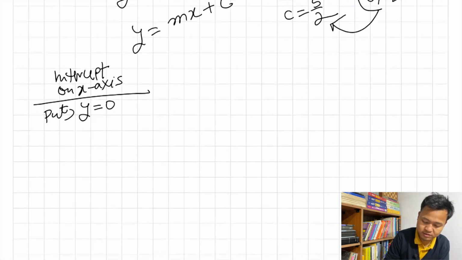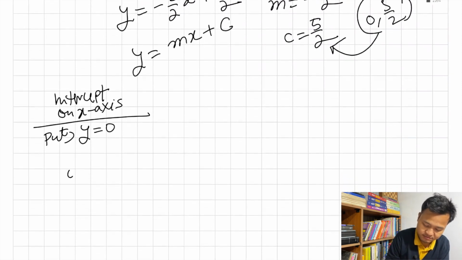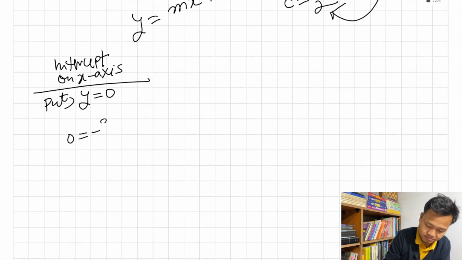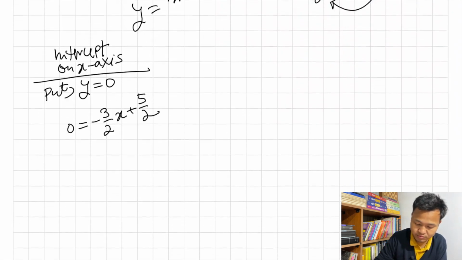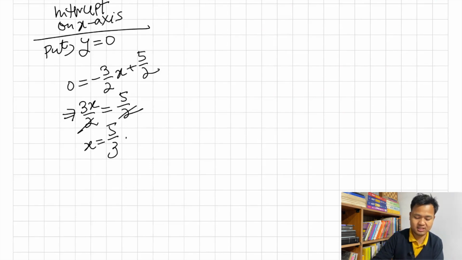Put y equals to 0. So what will you have? So you will have 0 equals to minus 3 by 2x plus 5 by 2. Okay. So that means 3x by 2 is equals to 5 by 2. 2 cancel. X comes out to be 5 by 3. Okay. So that means it is going to cut the x-axis at 5 by 3, 0.